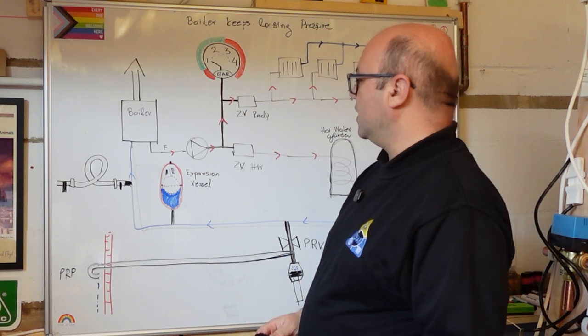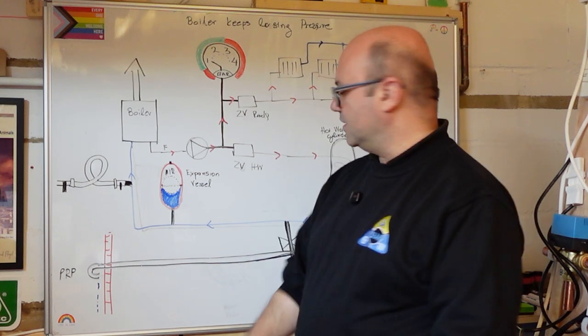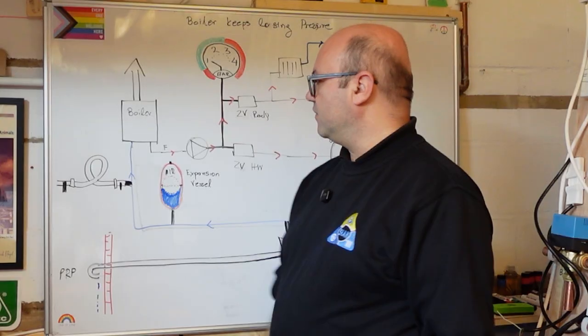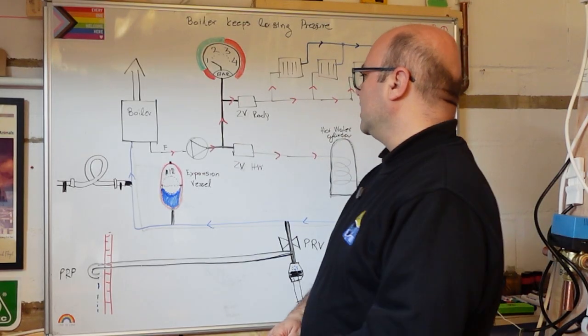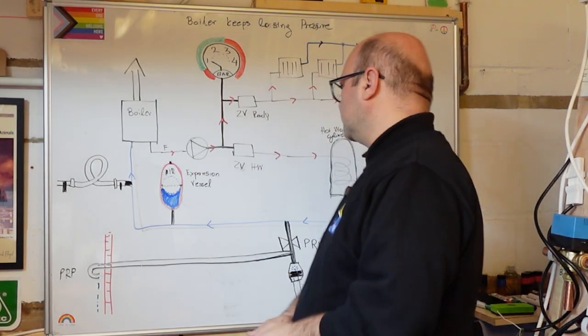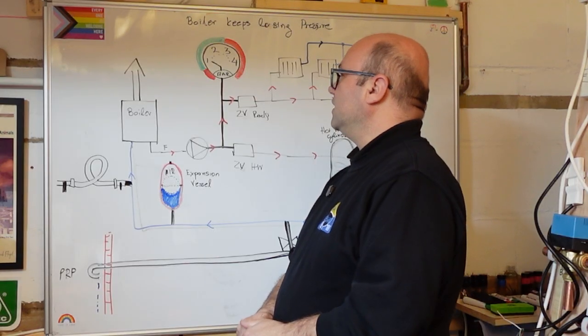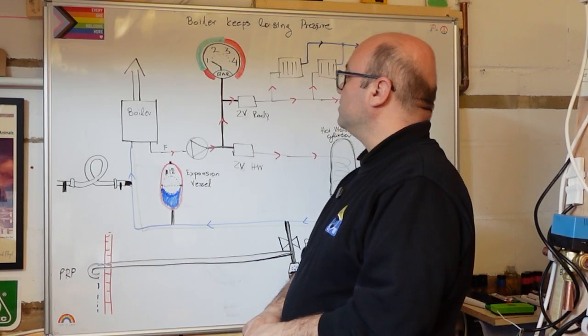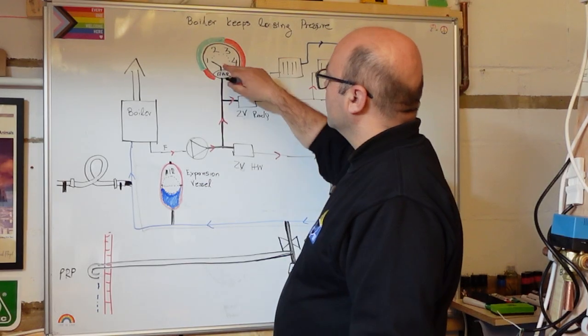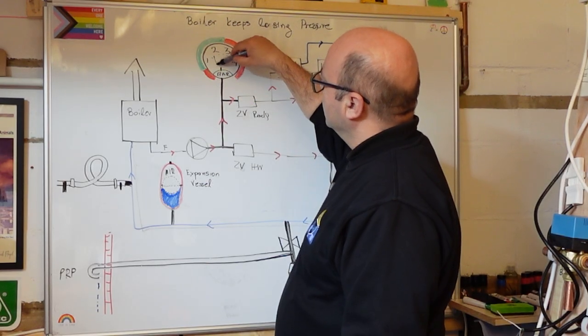In this case we are here to explain why the tundish is dripping or the PRV outside of the back of the boiler is dripping, and what we can do in order to fix it. First of all, the ideal pressure for a boiler is between 1 and 1.5 bars. Let's say we are around here.